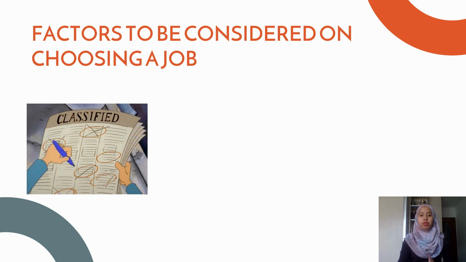Now I will present the factors to be considered in choosing a job. As we know now, a lot of people find it difficult to find a job, especially fresh graduates. This is because most companies seek someone who has work experience related to the job they have offered.